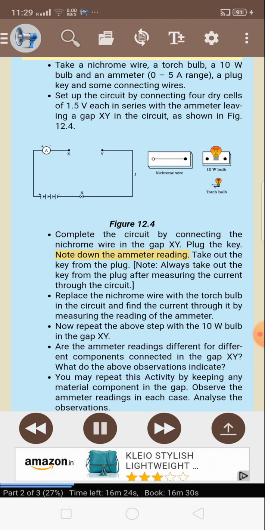Plug the key. Note down the ammeter reading. Take out the key from the plug. Note: always take out the key from the plug after measuring the current through the circuit. Replace the nichrome wire with the torch bulb in the circuit and find the current through it by measuring the reading of the ammeter. Now repeat the above step with the 10 W bulb in the gap XY. Are the ammeter readings different for different components connected in the gap XY? What do the above observations indicate?